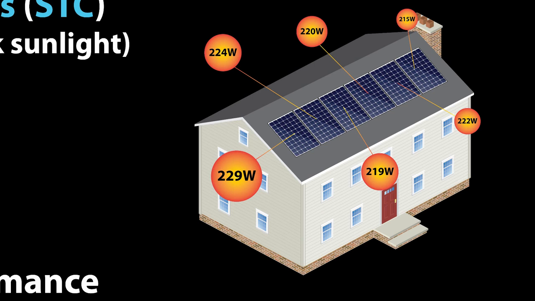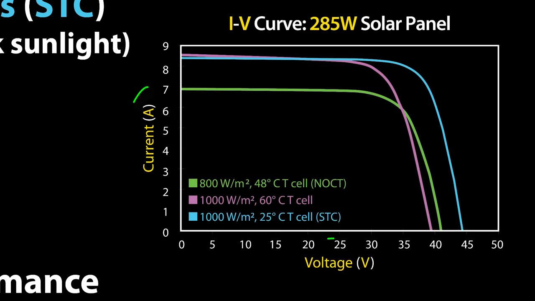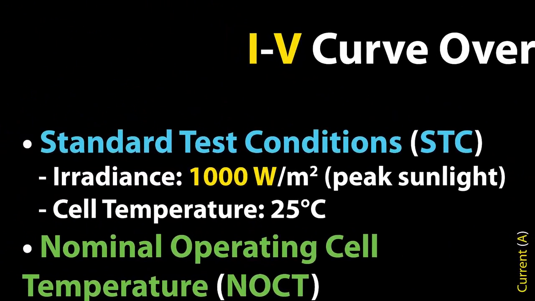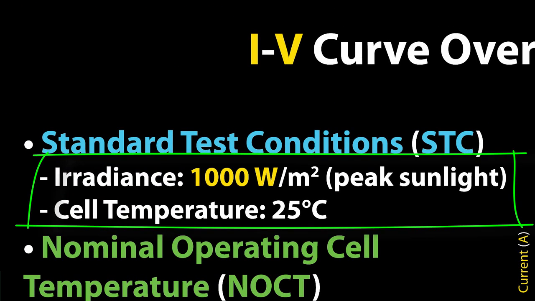This is because power produced by a module is dependent on voltage and current, both of which are directly affected by cell temperature and irradiance, respectively.